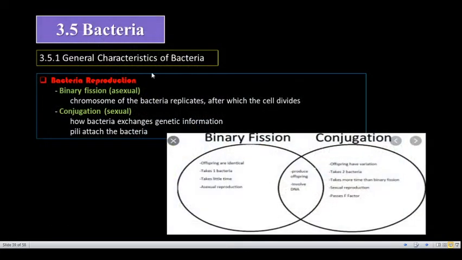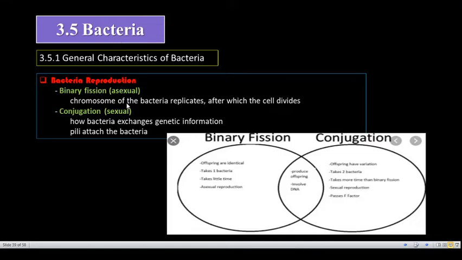Okay, next. So when it comes to ano naman, reproduction. So ito, hindi na ito bago sa inyo. We've discussed this before. Your bacteria has two types of reproduction. One is asexual, meaning it does not involve the use of sex cells or gametes. And number two, you have the sexual reproduction that involves the use of sex cells or gametes. So the asexual reproduction for bacteria is the binary fission.